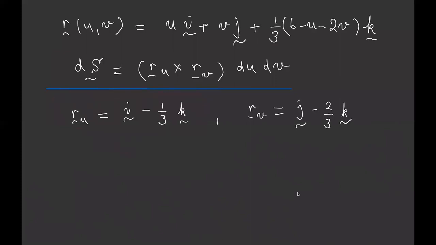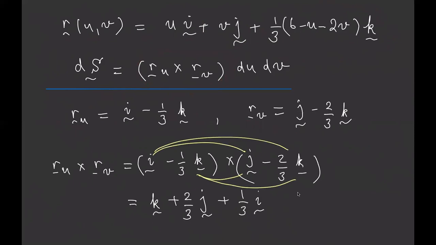I next need rv. I need the v derivative of this. The v derivative of this is 0. The v derivative of this is just going to be the unit vector j. The v derivative of this, I have a negative 2/3 in the k direction. So here's my ru and here's my rv. Now what I need to do next is take the cross product between ru and rv and stick it back in here.